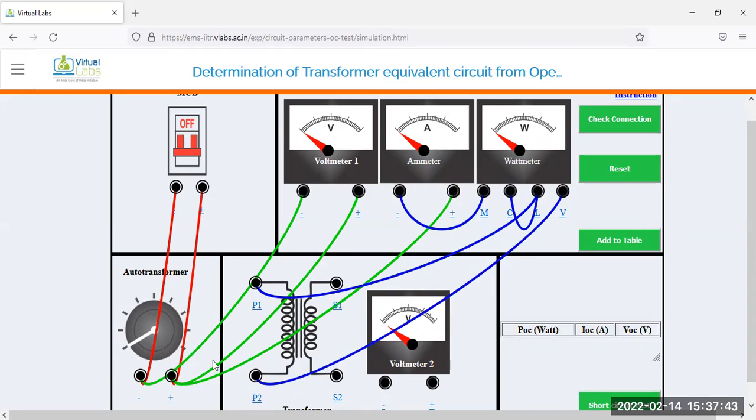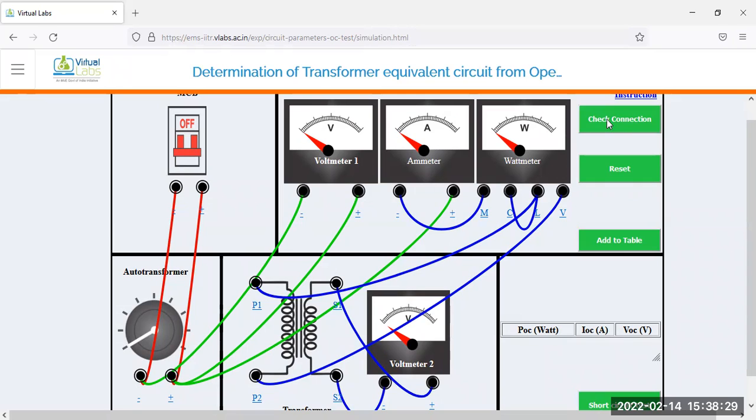One voltmeter may be connected on the secondary side, that means the HV side. This positive polarity is connected to the positive polarity of the voltmeter, and this negative polarity of the winding is connected to the negative polarity of the voltmeter. So I think you may verify this connection. Just check it. If you click on check connection, then you will find out whether your connection is correct or not. And carefully connect all the wires and instruments according to the circuit diagram.